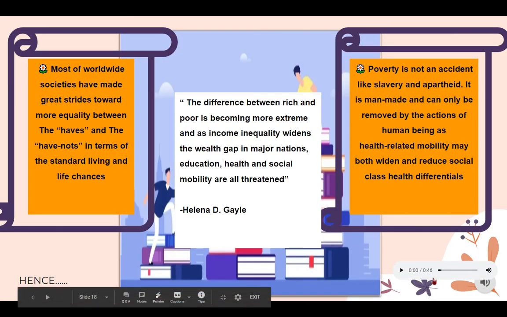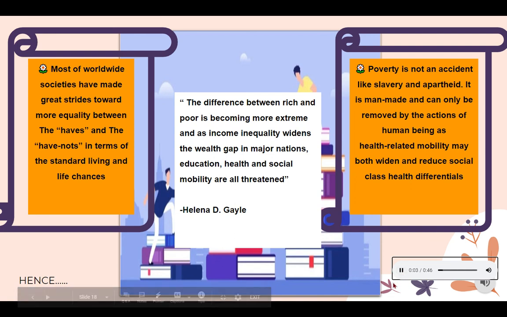Last but not least, Helena Digel once said that the difference between rich and poor is becoming more extreme, and as income inequality widens, the wealth gap in imaginations, education, health, and social mobility are all threatened. Hence, we can conclude that most worldwide societies have made great strides toward more equality between the haves and the have-nots in terms of standard of living and life chances.